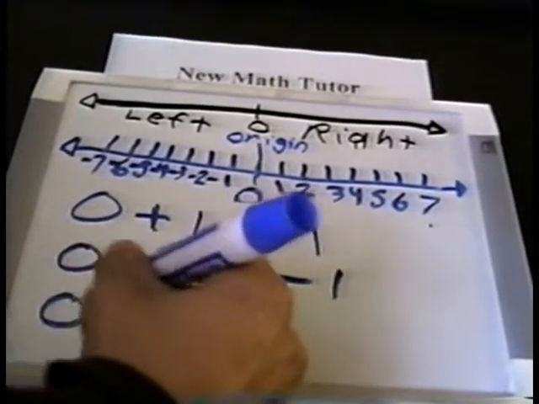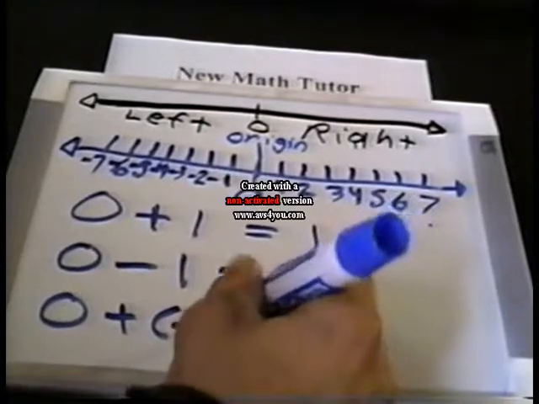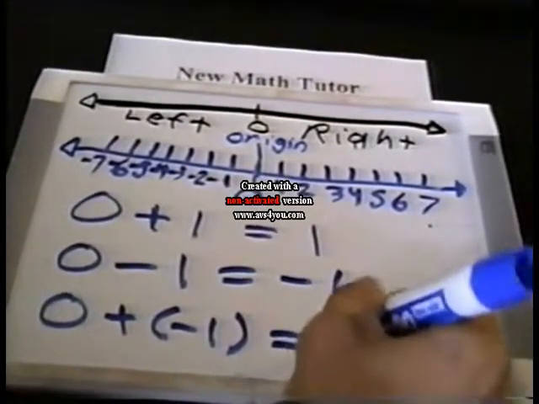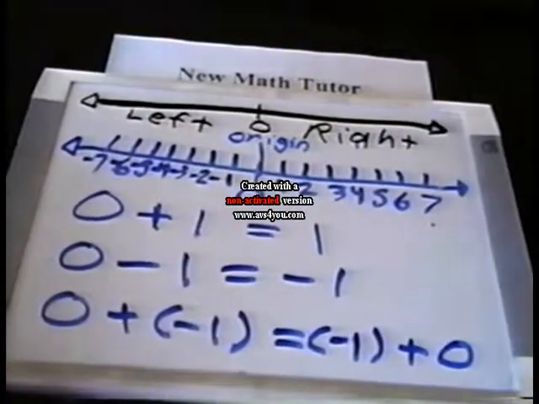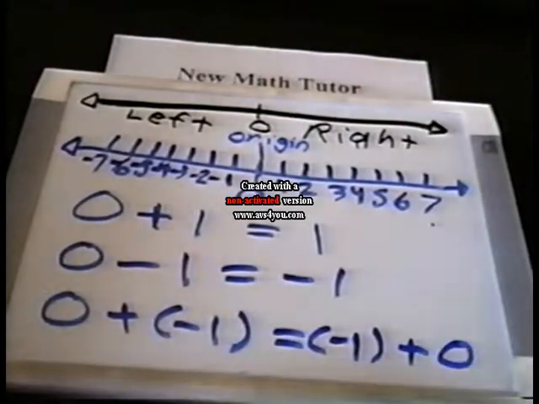Zero minus 1 equals -1. Or equivalently, you could also say that's 0 plus a -1 or a -1 plus 0.